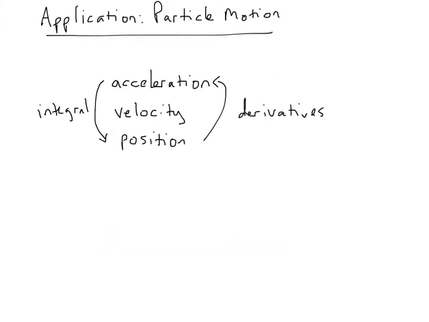Vectors can be used for a lot of applications, but primarily in BC Calc you'll see them used for particle motion. So just a reminder, position, velocity, and acceleration are derivatives if you go in this direction. So velocity is the derivative of position, and then acceleration is the derivative of velocity. If you go the other direction, if we want to go from acceleration to velocity, we take the integral, and then from velocity to position is another integral.